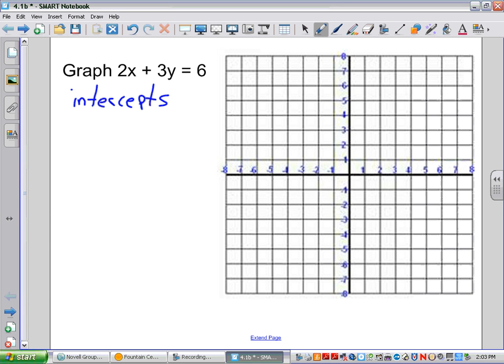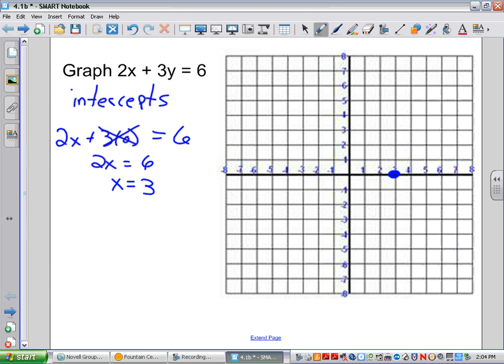Well, to find the x-intercept, you put a 0 in place of the y. In other words, take 2x plus 3 times 0 equals 6. So it's like that doesn't even exist because 3 times 0 is just 0. So you're left with 2x equals 6. In other words, x equals 3. So my x-intercept is 3. So over on the graph, on the x-axis, mark the point 3.